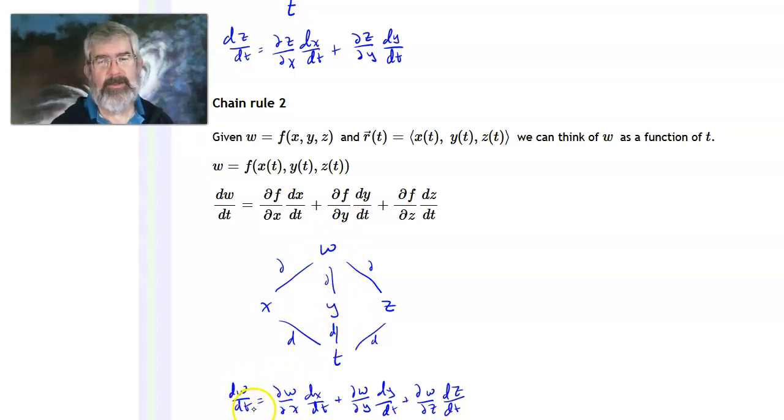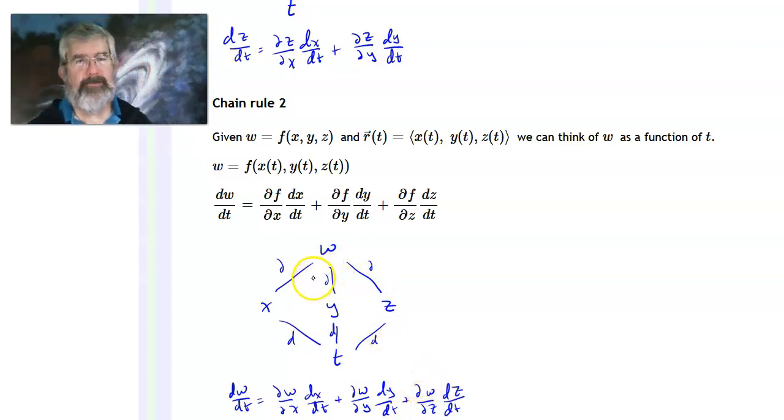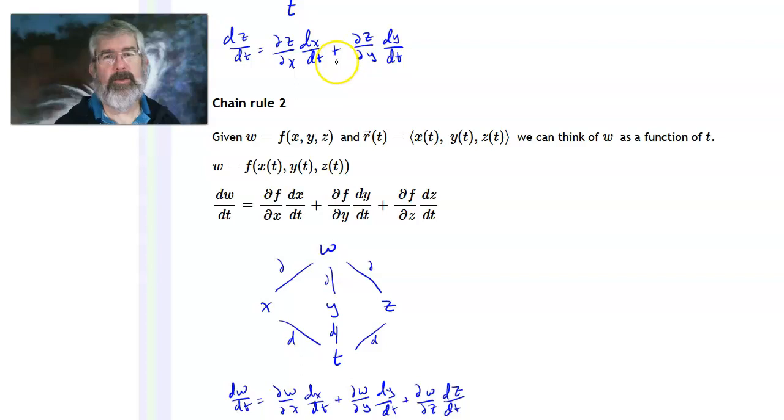And we get this dw/dt is partial w with respect to x times dx/dt. That's the first one. Partial w with respect to y times dy/dt. That's this one. And the partial w with respect to z times dz/dt. That's the last part. Okay. So this is chain rule very similar to this one, right?